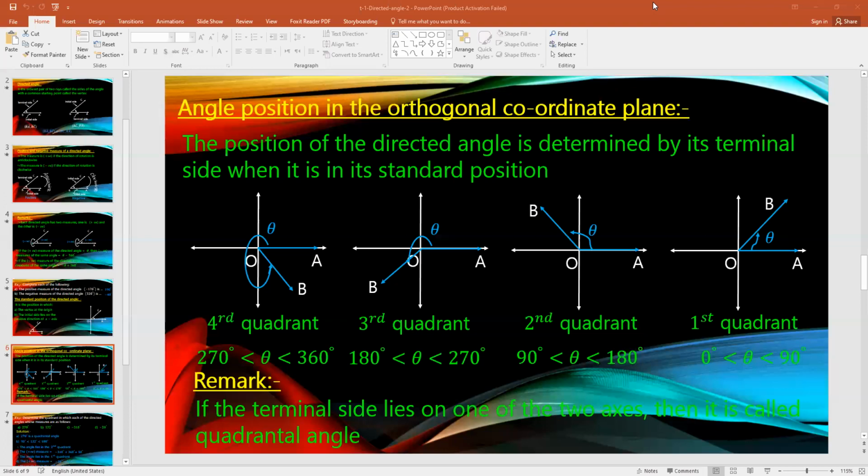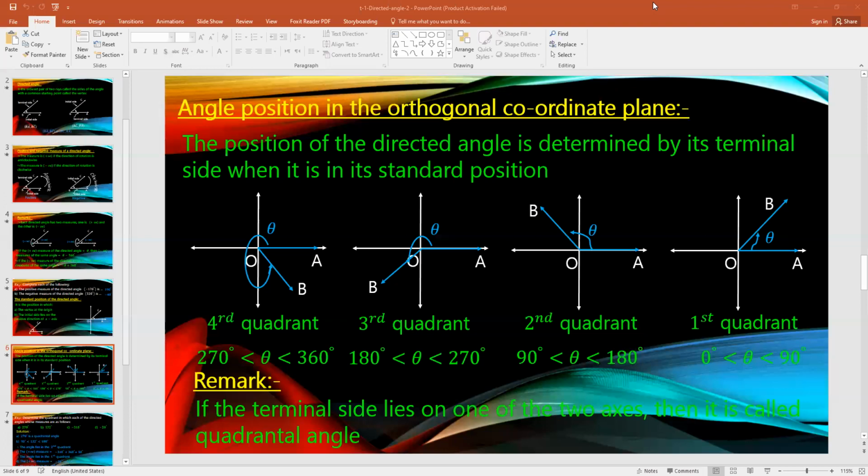Here, the measure of this angle is 132, in the second quadrant, because 132 is between 90 and 180. The third one, negative 310.